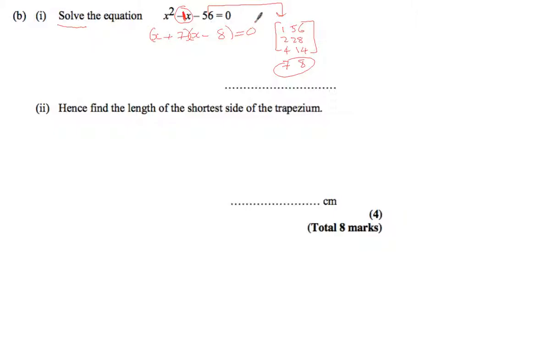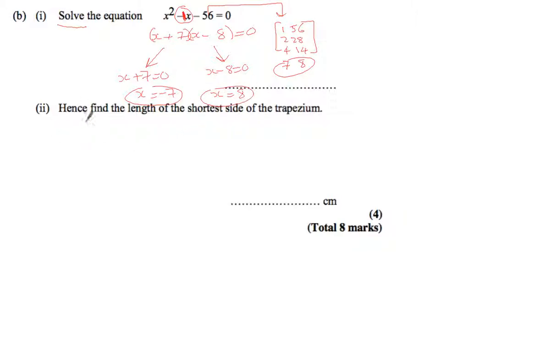So if this equals 0, it means that this bracket here could be 0, or this bracket here could be 0. So my answers are x equals minus 7 and x equals positive 8. Because to move a plus 7 over there, it becomes negative, and to move a minus over here, it becomes positive. So my two answers are x equals minus 7 and x equals 8.